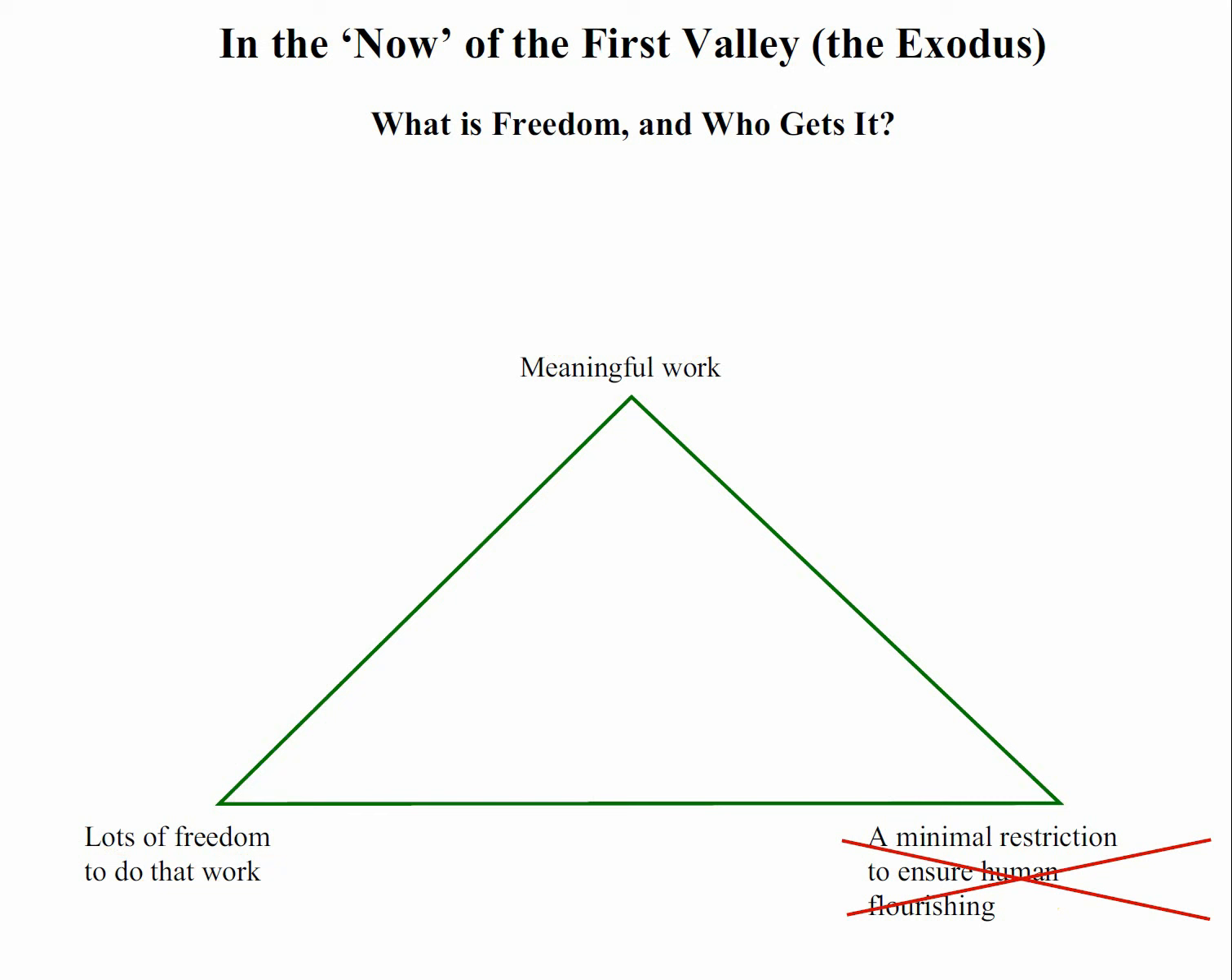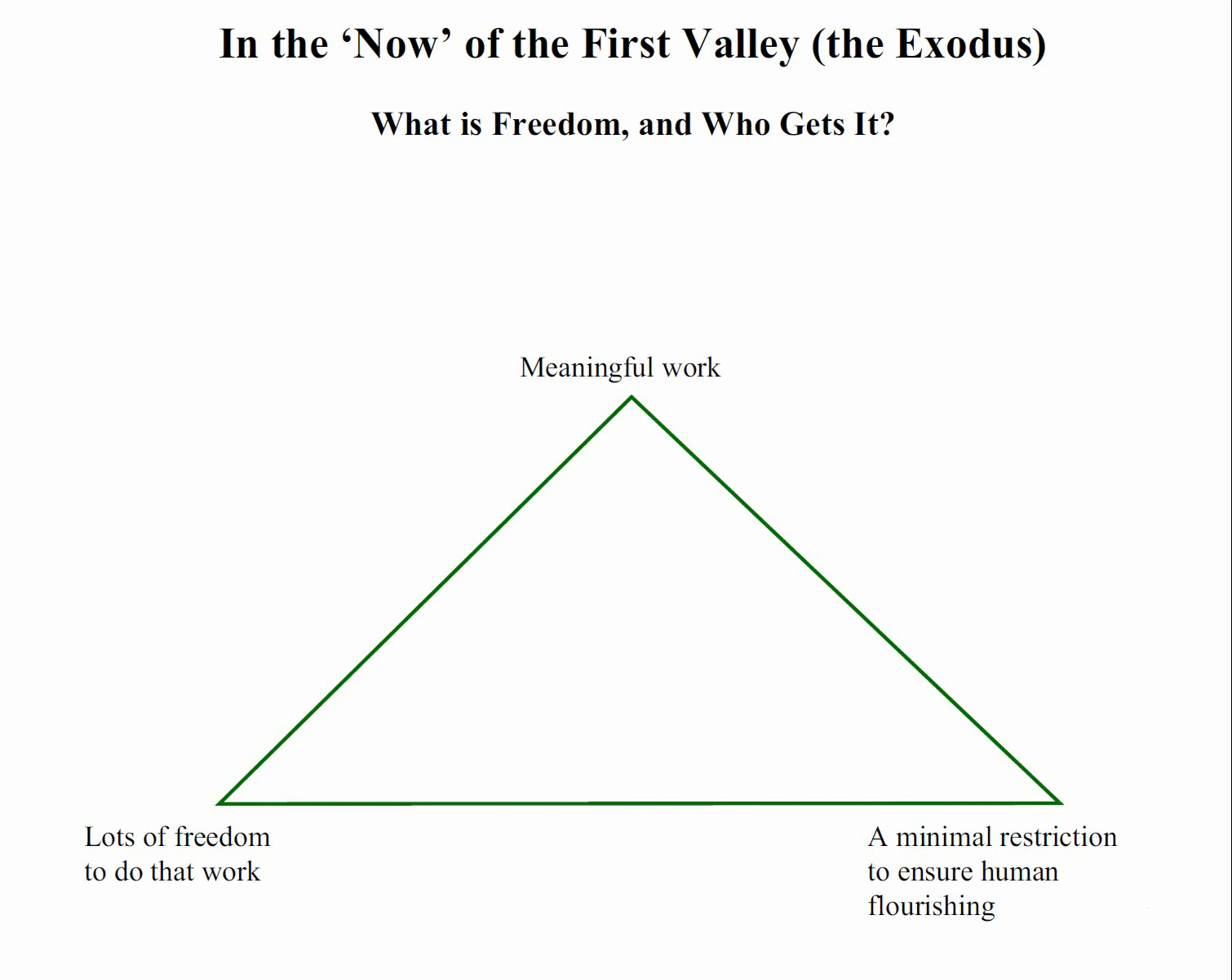If you take away the minimal restriction that ensures everyone can live to see tomorrow, it means you have meaningful work and only freedom, where everyone can do exactly what they want and anything they want, do or take whatever they want. Well, we know where that would lead. That would lead to chaos. It would lead to the powerful preying upon the weak, and it would lead to a highly stratified, very hierarchical society, which would look actually a whole lot like the Egypt that they left behind.